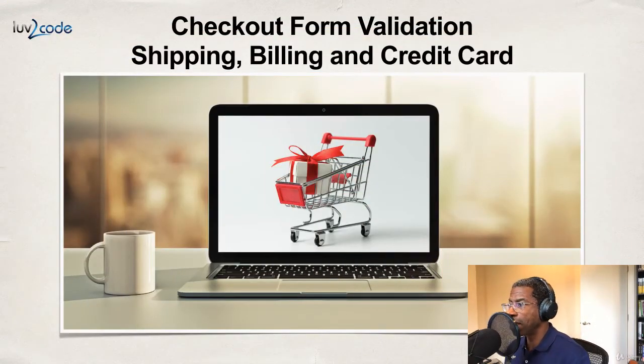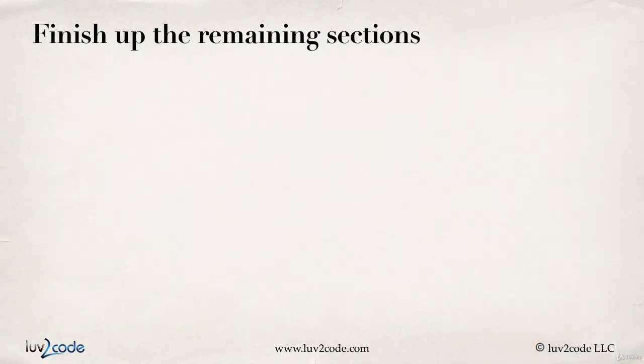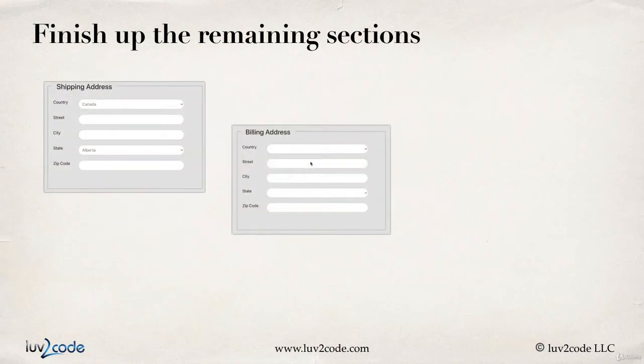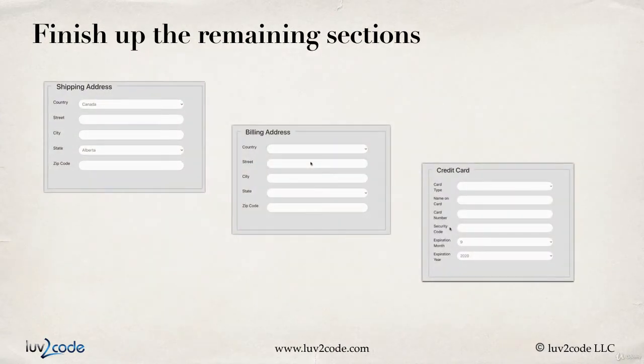In this video, we'll cover the checkout form validation for shipping, billing, and credit card. So basically what we want to do here is finish up the remaining sections for shipping, billing address, and credit card. And we'll add the validation here for these sections.